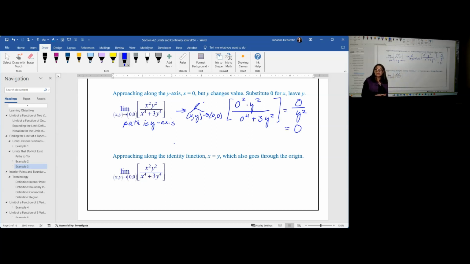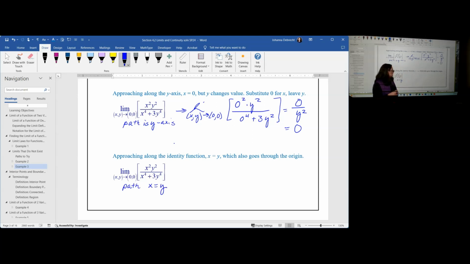Let's see what happens on a third path. This time, let's use the line x equal to y. It also goes through the origin. Again, the fact that two of them gave me the same value means nothing. There are billions and billions of paths to check. You can never prove it exists by checking paths. You can only prove it doesn't exist. This time, we're going to use the path x equal y.